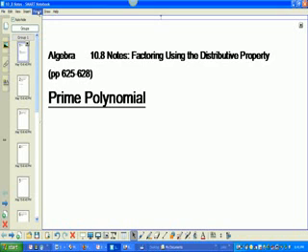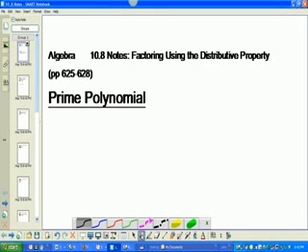Hello, and today we're going to be looking at factoring problems using the distributive property and factoring in general. First off, prime polynomial. Remember, most polynomials we run into are going to be called prime.